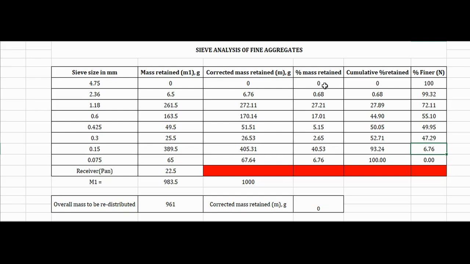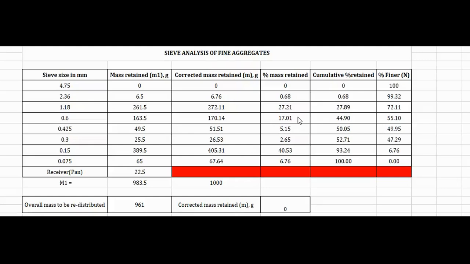Let us look into the calculation for the 2.36 sieve. Corrected mass is 6.76, total mass taken was 1000, therefore 6.76 divided by 1000 multiplied by 100 gives you a value of 0.68%. Let us take the 1.18 mm sieve. 272.11 is the corrected mass retained, therefore percentage mass retained is 272.11 divided by 1000 multiplied by 100, which gives you the value of 27.21. Similarly, calculate the percentage mass retained for all the sieve sizes starting from 4.75 up to 75 micron.